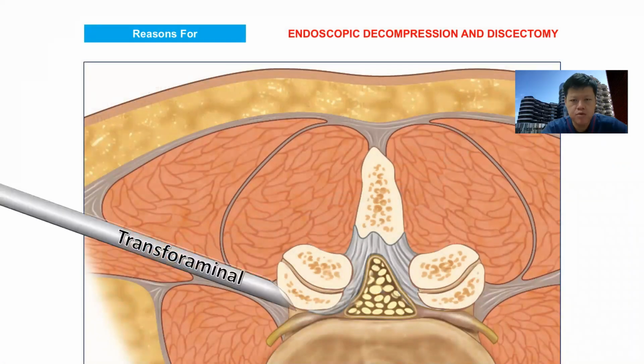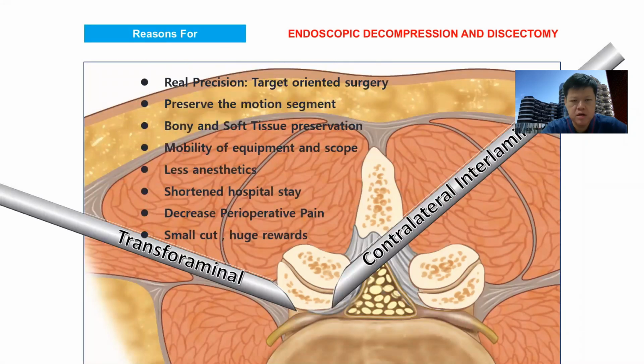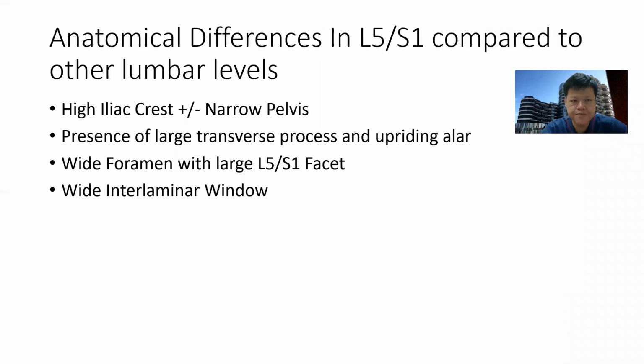Generally, the reasons why we do endoscopic surgery, be it transforaminal or contralateral interlaminar approach, is to have a target-oriented surgery, preserving the motion segment, and soft and bony tissue preservation, allowing mobility of equipment and scope, and allowing shorter hospital stay, less perioperative pain, less anesthesia, and small cuts with huge rewards.